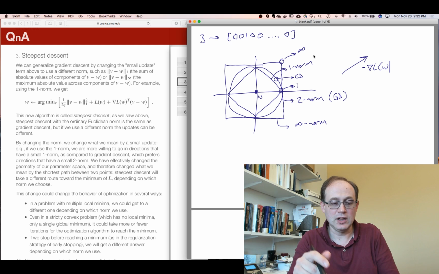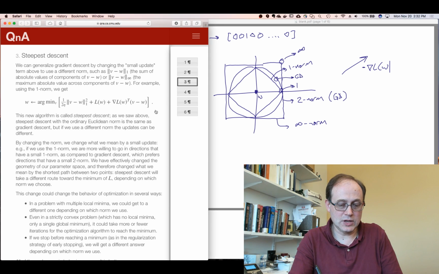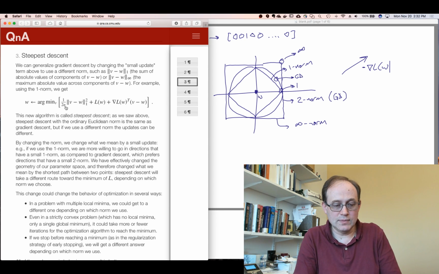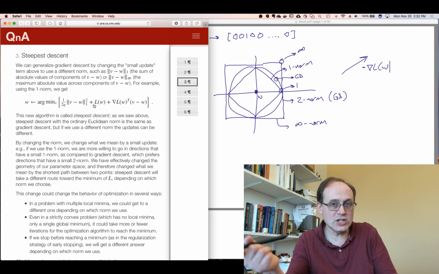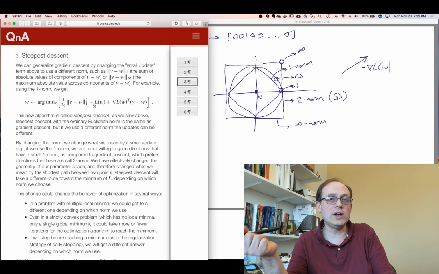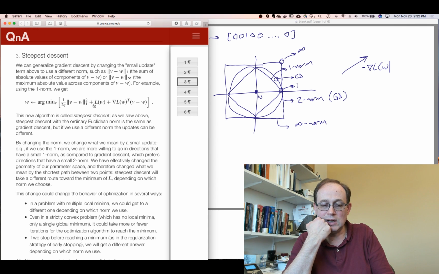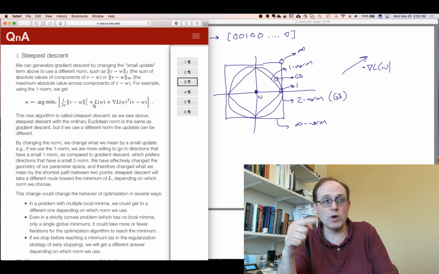So this expression is almost the same. The only difference is that we substituted a different norm, like the 1 norm, for the stay close term. And so this is called steepest descent. You can see that by changing the notion of what it means to be a small step, we change the direction that we go in optimization. We don't change the optimum. If we keep running forever, we'll get to the same spot.